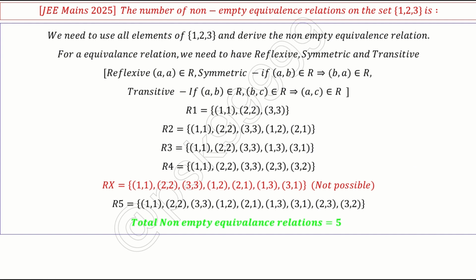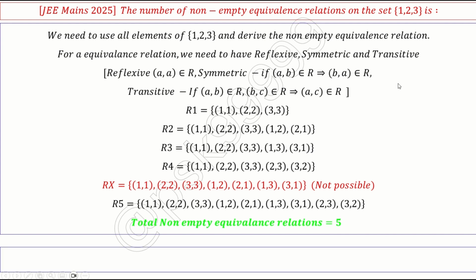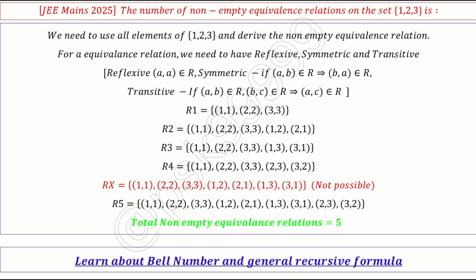But just imagine if the set has 1, 2, 3, 4, 5, 6, let's say. How much time will it take to find out how many relations are possible? It becomes very complex, right? To solve this, you need to understand the concept of the Bell number, a general recursive formula. There is a general recursive formula for this, and it's called the Bell number.